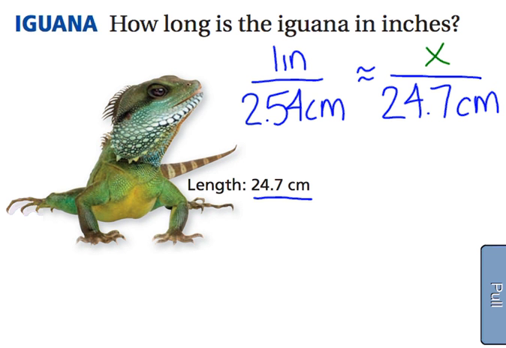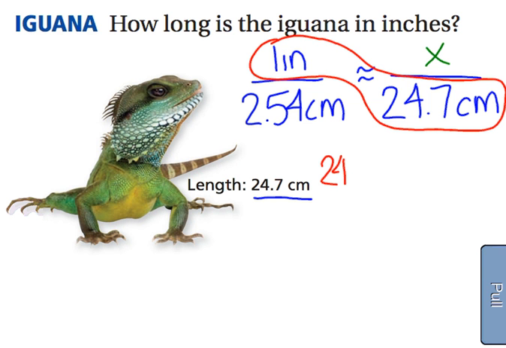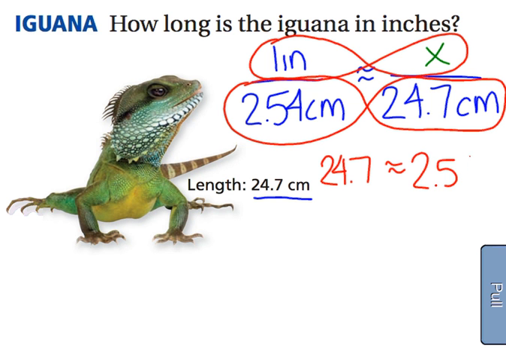This time there isn't a scale factor that we can use, so we're going to use cross products. So we'll multiply 1 times 24.7, which is 24.7. And then on the other side, we're going to multiply 2.54 by x. And now we have a one-step equation. We're going to divide by 2.54 on each side.